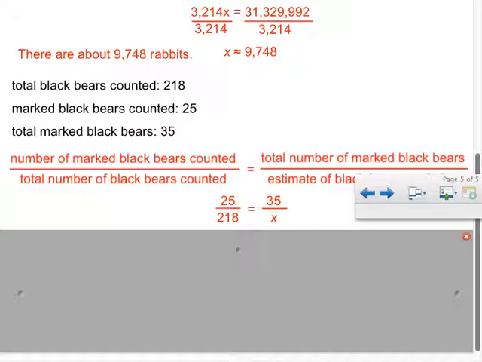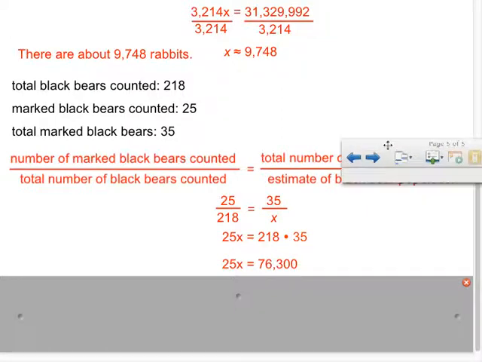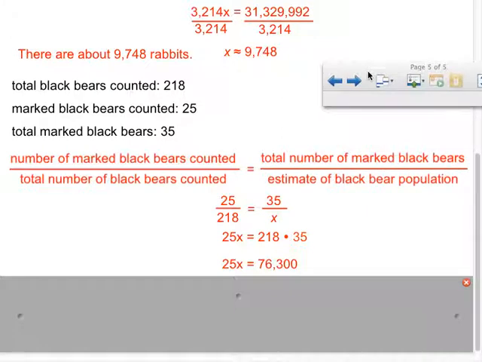So, 113 times 35. Wait, it is 7,640. Okay, but that's not the answer. What's the answer going to be? Then divide both sides by 25. Uh-huh. So what'd you get for your estimated population size? It's not 76. It's not 76. Yeah, 630. Oh, I'm off by one.